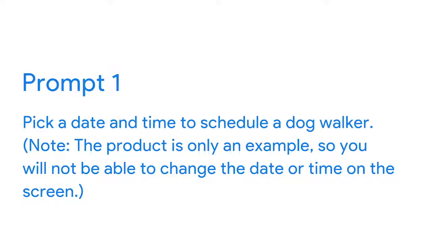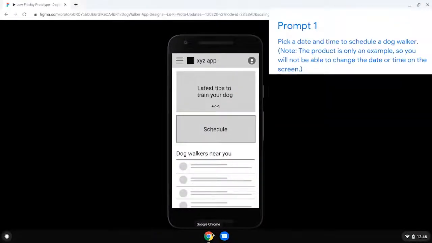Prompt 1. Pick a date and time to schedule a dog walker. Note, the product is only an example, so you will not be able to change the date or time on the screen. I work as a teacher and I volunteer to coach sports after school, like volleyball. So my puppies, Reggie and Snowball, are often left home alone for long periods of time. I'm excited to see how easy this app is to use. Okay, so let me get started here.